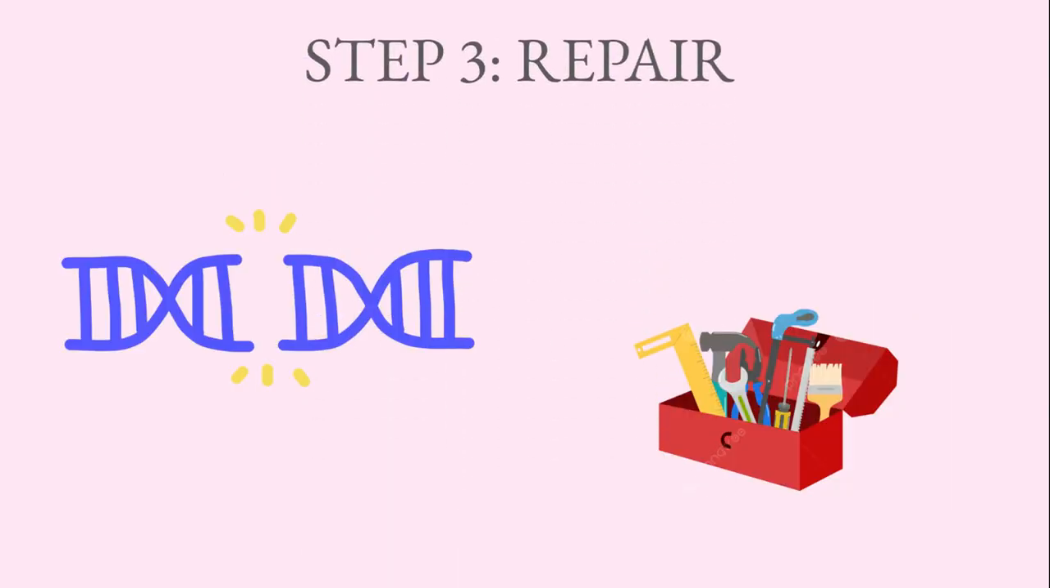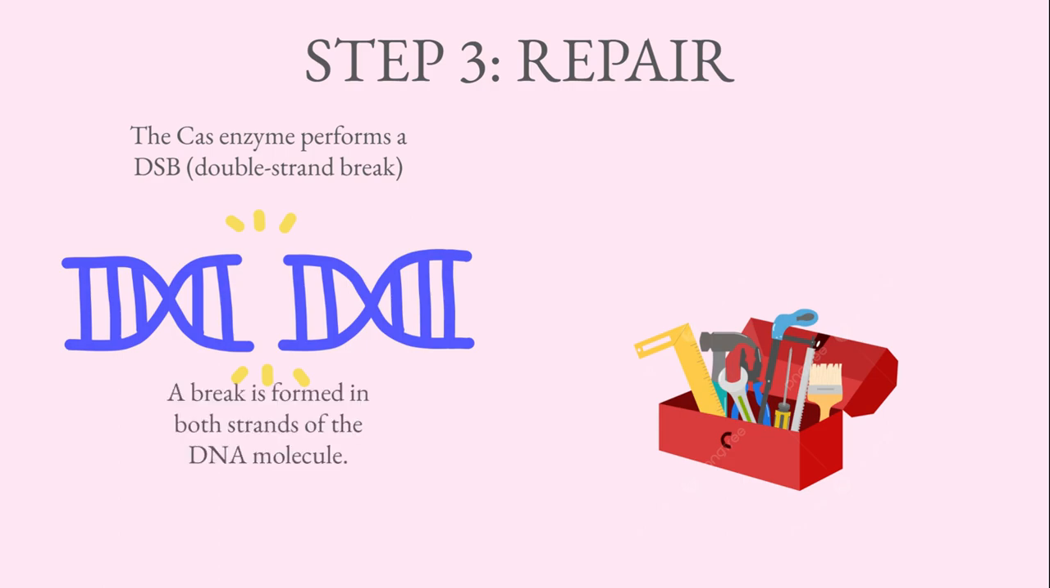Step 3, repair. This is when the Cas enzyme will perform what is called a DSB, or double-strand break. DNA is composed of 2 molecule strands, which come together to form what is called a double helix. When the Cas enzyme performs a DSB, a break is formed in both strands of the DNA molecule. This is when a gene can be altered, inserted, or deleted.